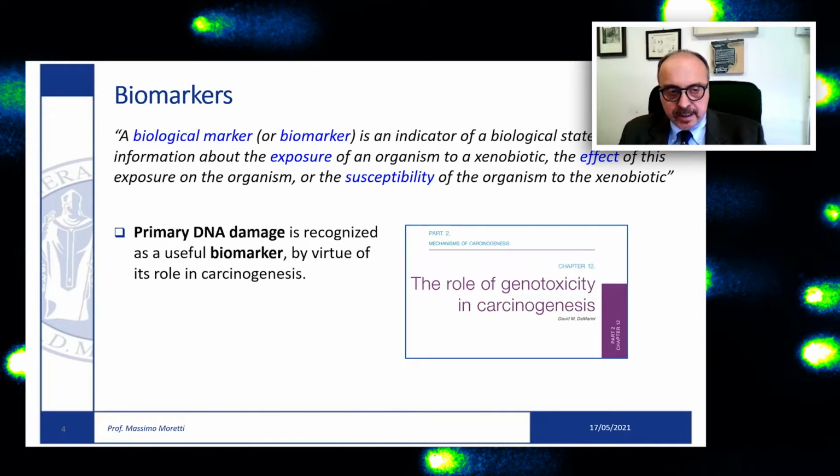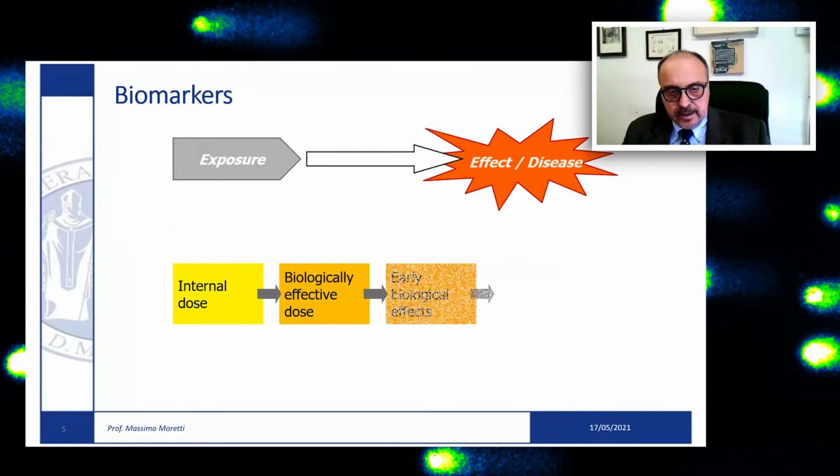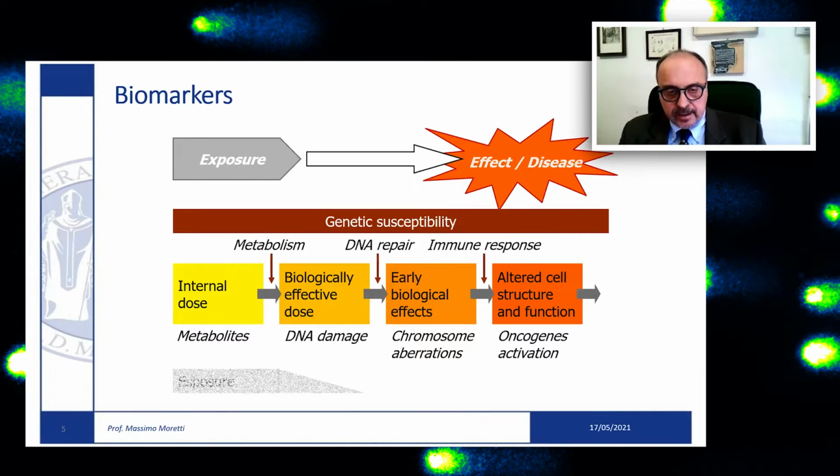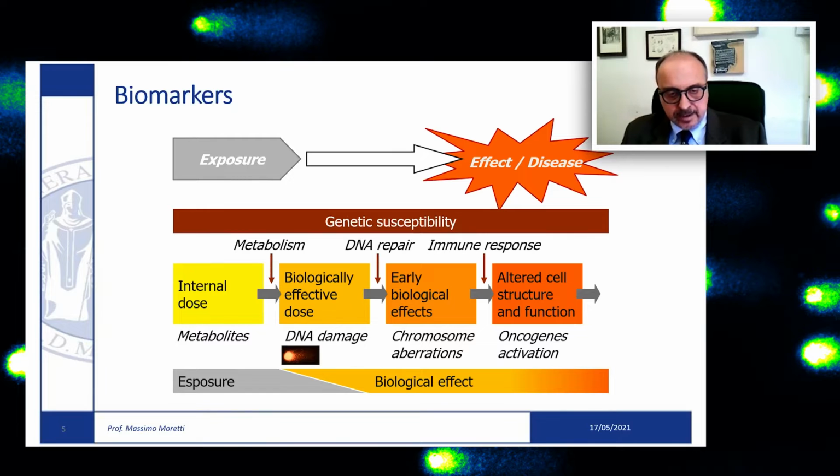These tools are known as biological markers, or biomarkers. And the COMET assay is recognized as a useful biomarker in this field by virtue of its role in carcinogenesis, as primary DNA damage is an initiating step. This is a scheme that is based on that presented before by Stefano.